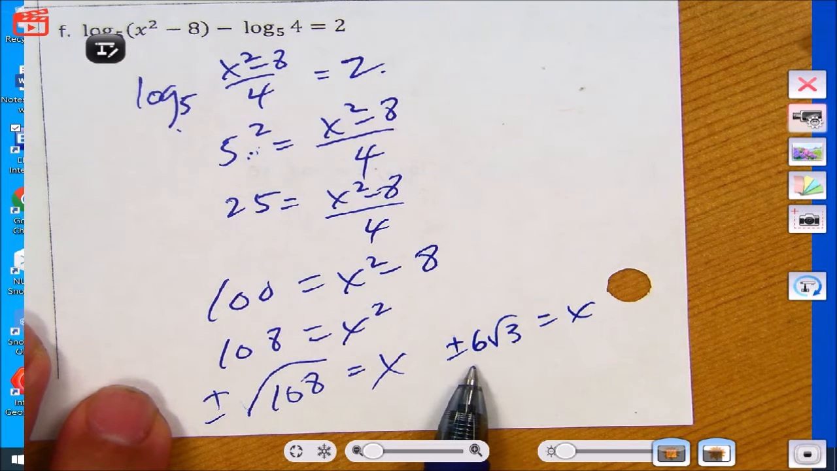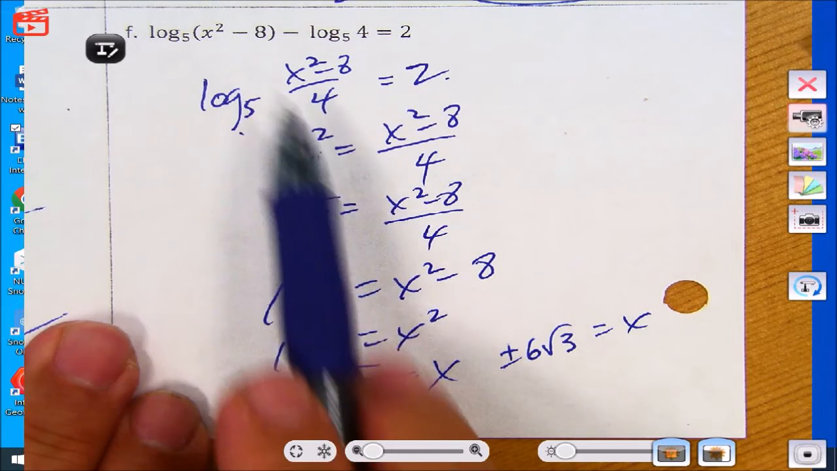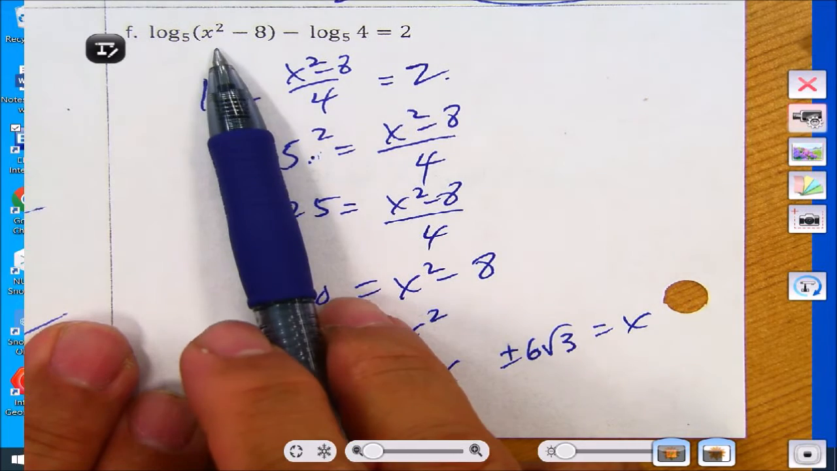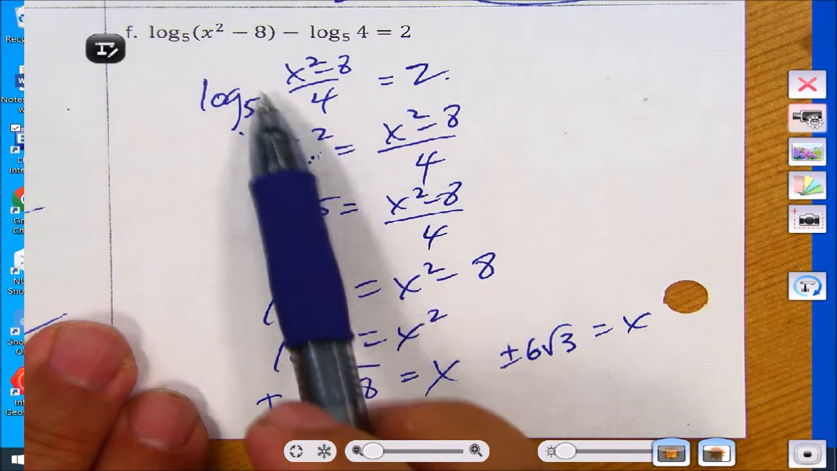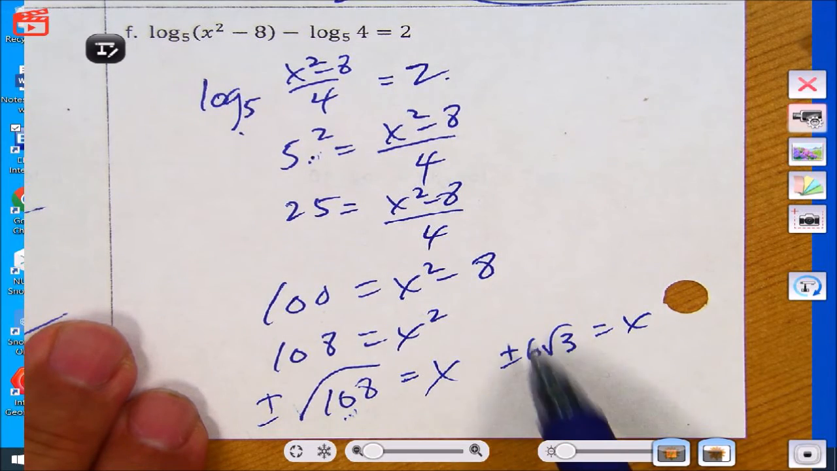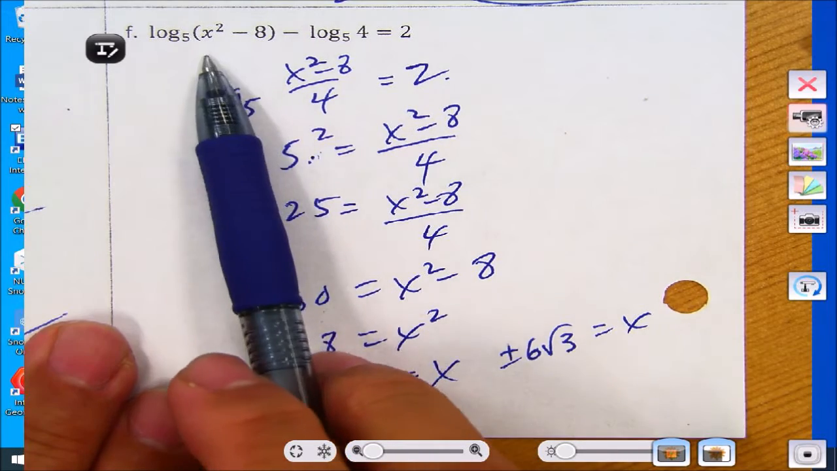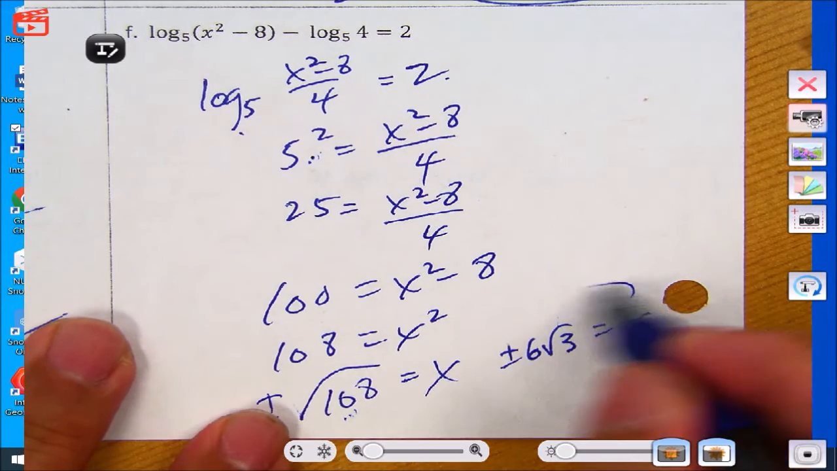Now, am I going to reject either of those? Remember, you're plugging it into x squared. If you plug 6 root 3 into there, that's not a problem, right? 6 root 3 squared is going to be 108, right? Remember, you're squaring that. 108 is definitely bigger than 8. If you plug in negative 6 root 3, it's still 108, because negative becomes positive when you square it. So, both of them are the answers.